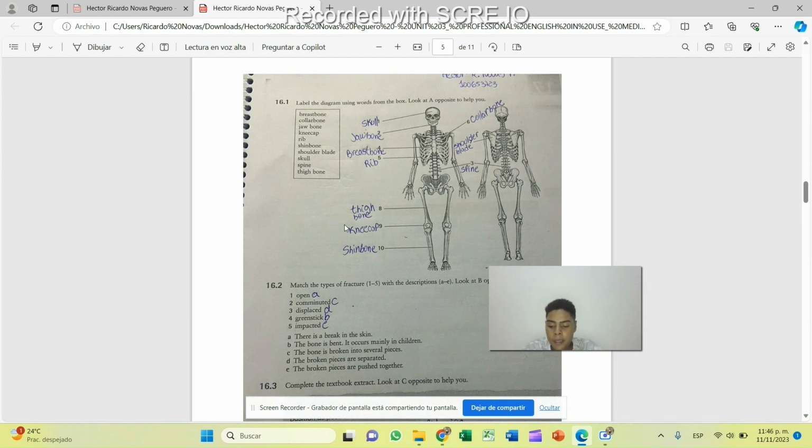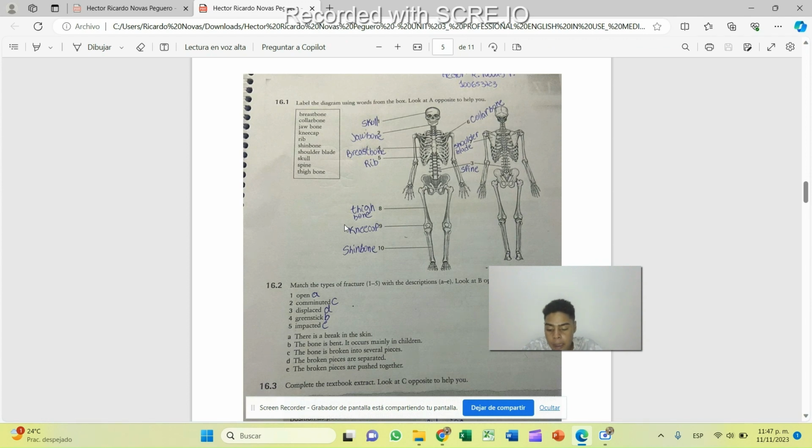16.1. Label the diagram using words from the box. Skull, jawbone, spine, breastbone, rib, collarbone, shoulder blade, thigh bone, kneecap, shin bone.